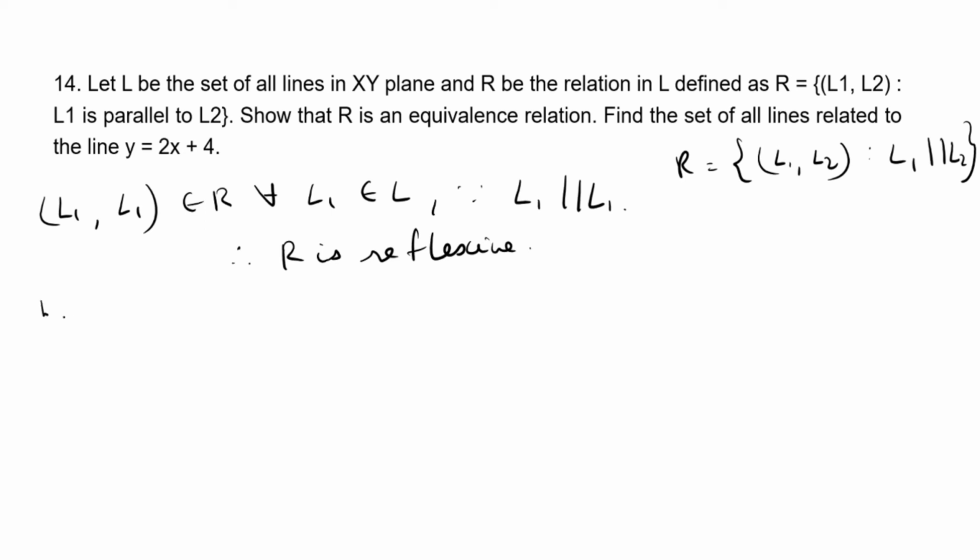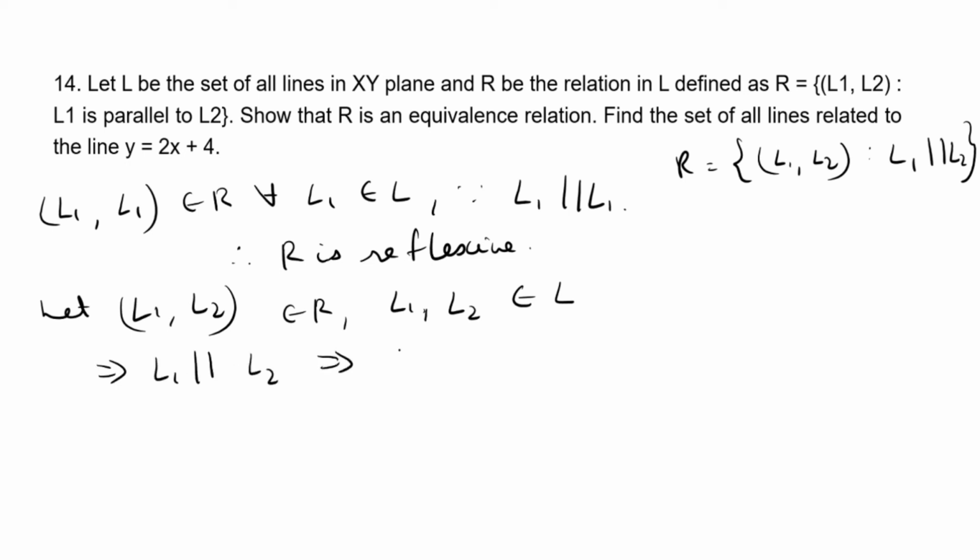Now let us take (L1, L2) belonging to R where L1, L2 belong to L. If (L1, L2) belongs to R, it means L1 is parallel to L2. If L1 is parallel to L2, then L2 is also parallel to L1. So which means (L2, L1) belongs to R. Therefore, R is symmetric.